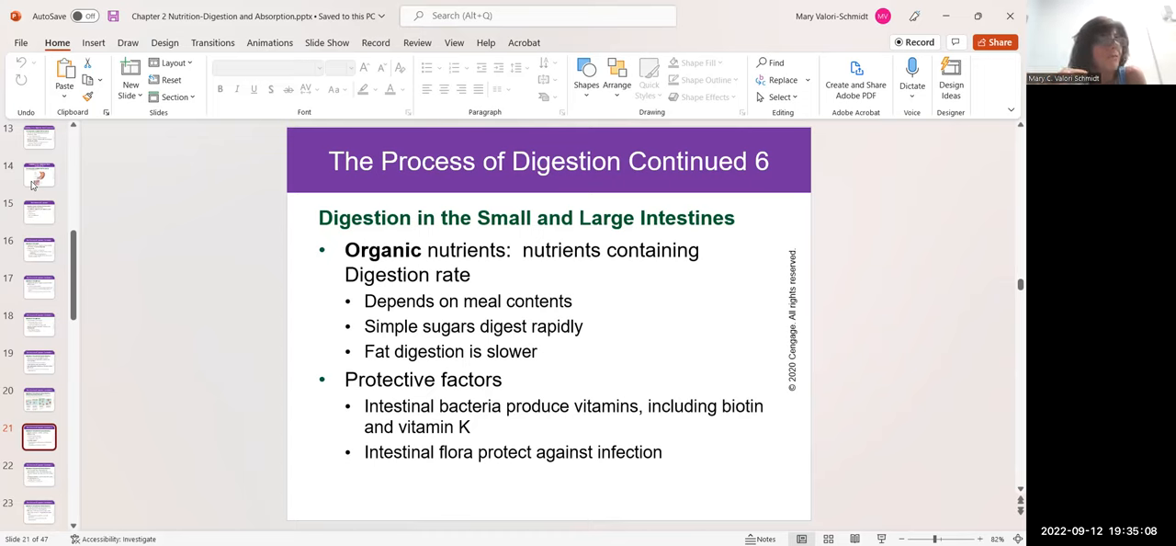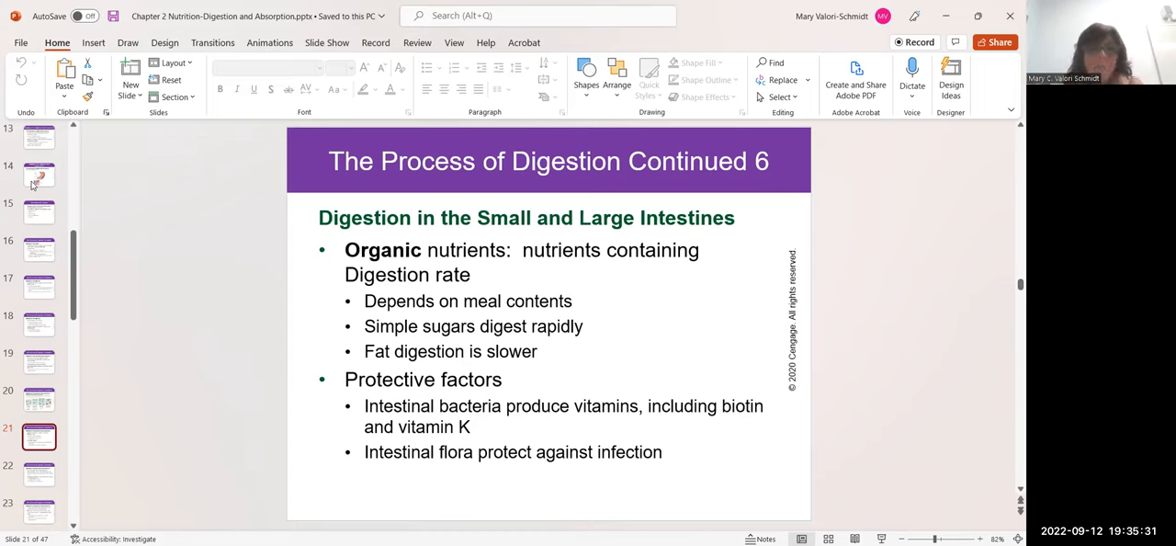Think about Halloween and think about little kids and all that candy. They're hyper, right? But then within about an hour or two, they crash. So carbs are in fast, out fast, right? They get absorbed and digested real quick, and then they're out real quick. That's why you get the high and then you crash.